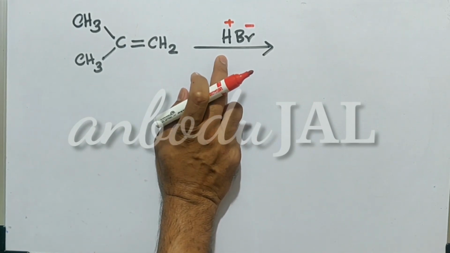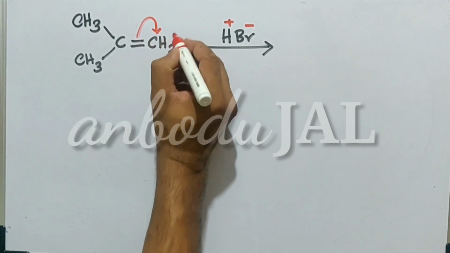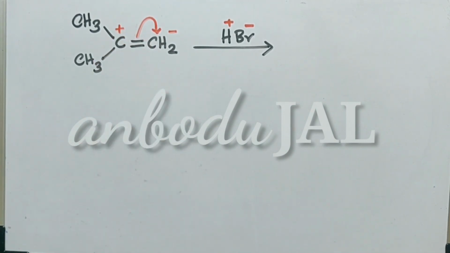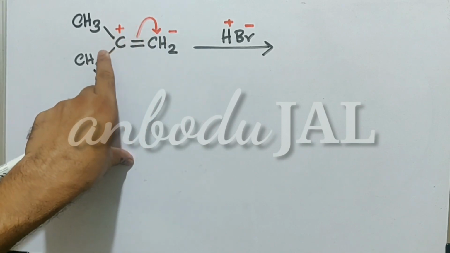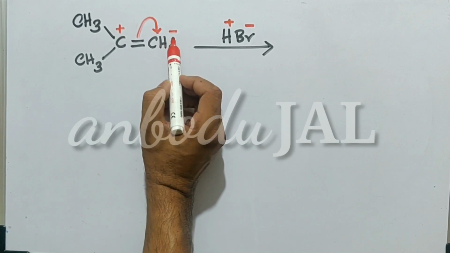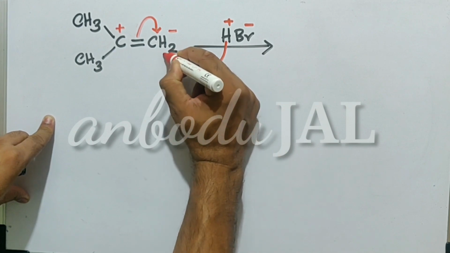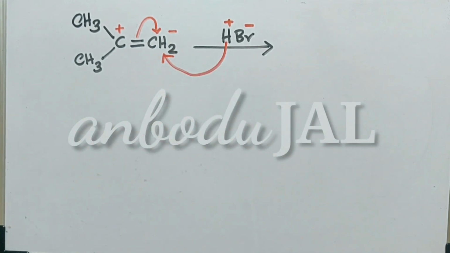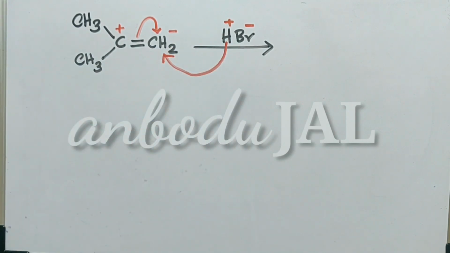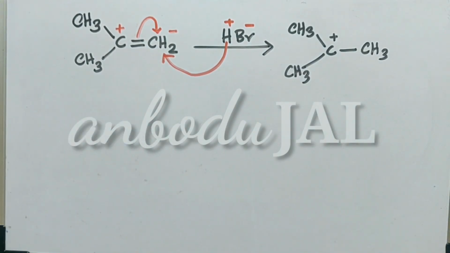In the presence of H plus, the electron pair will be shifted towards this carbon, and this carbon gets a negative charge. This carbon gets a positive charge. Okay. If the shifting was in the opposite direction, what will happen? This carbon gets a negative charge and this carbon gets a positive charge. In this case, H plus will be attached to this carbon. This is nothing but the electromeric effect. Plus electromeric effect or plus E effect. As a result of this, this carbocation is formed.